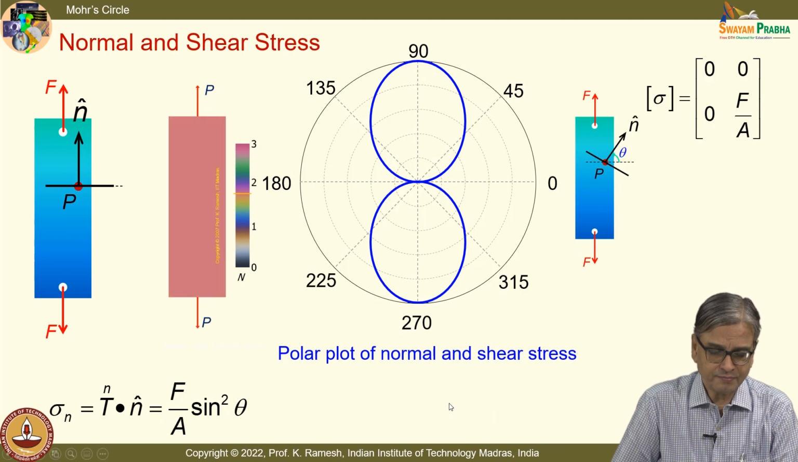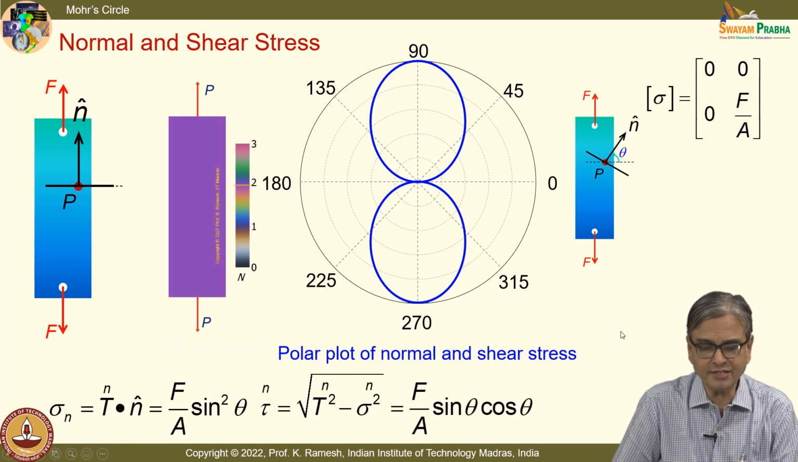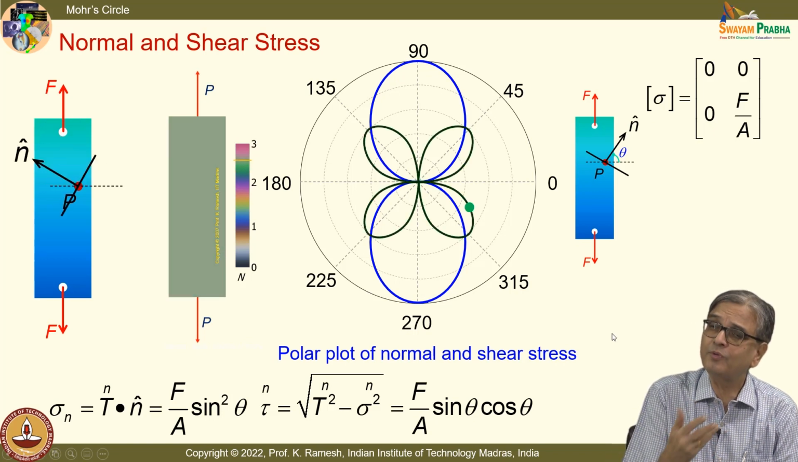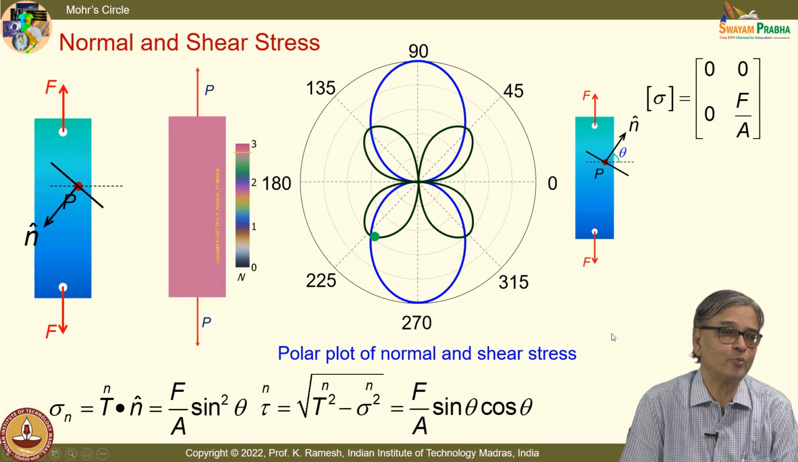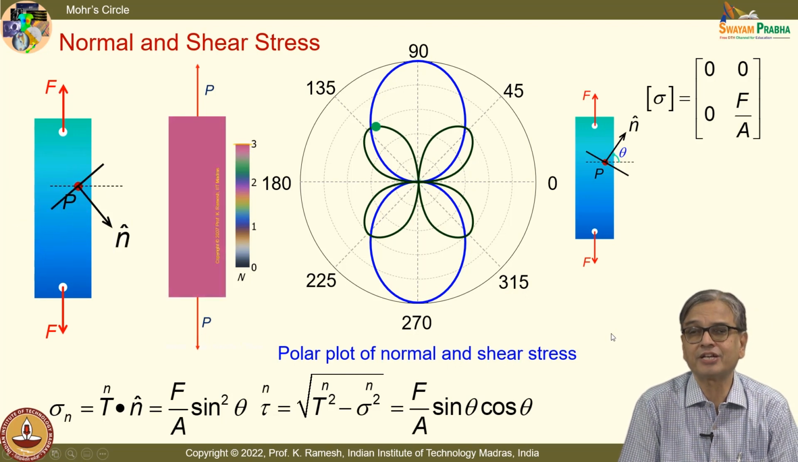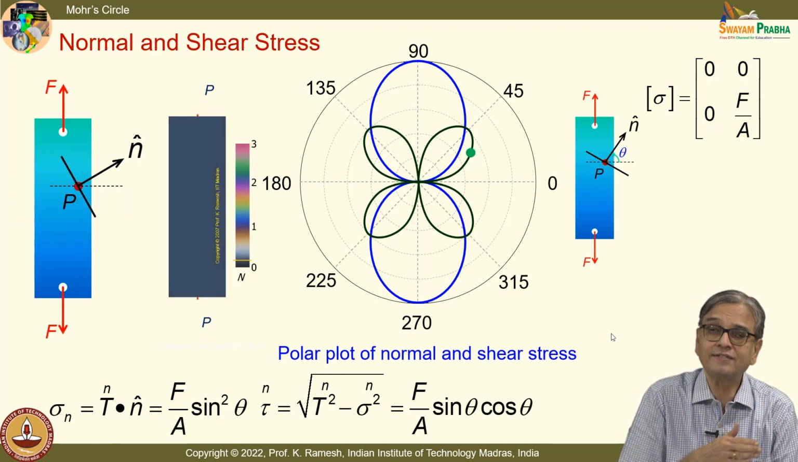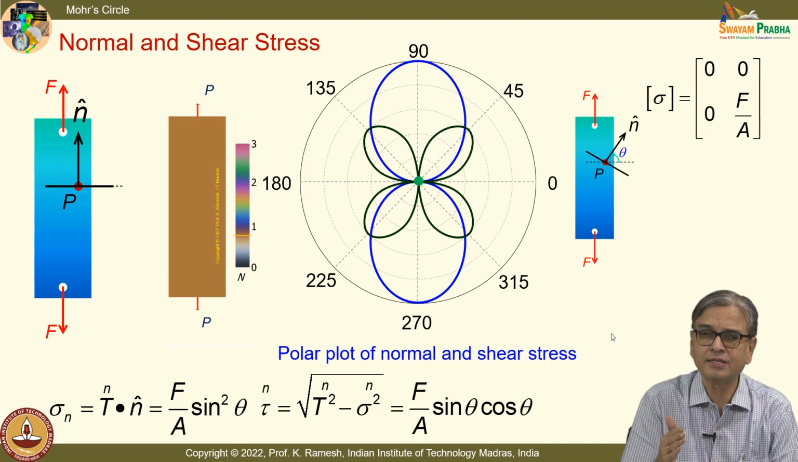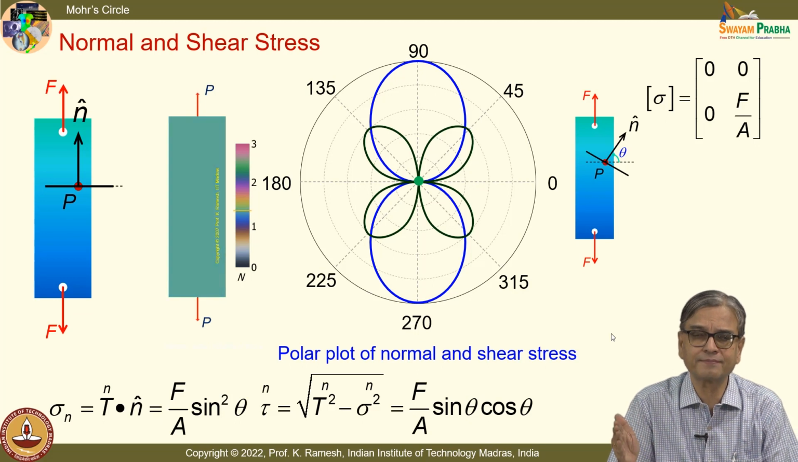And you know, we have also plotted the shear stress. It was looking very beautiful. And I also made one more statement. I do not know how many of you really appreciated it. We have looked at what is the range of values of normal stress. It varies from 0 to F by A. And in the case of shear stress, it varies from 0 to F by 2A.